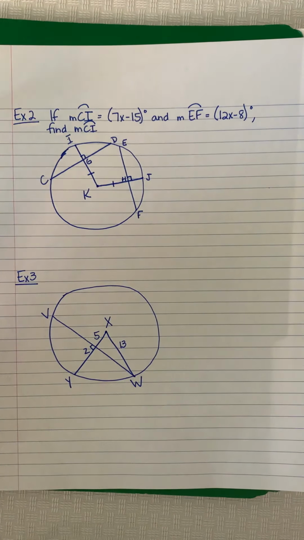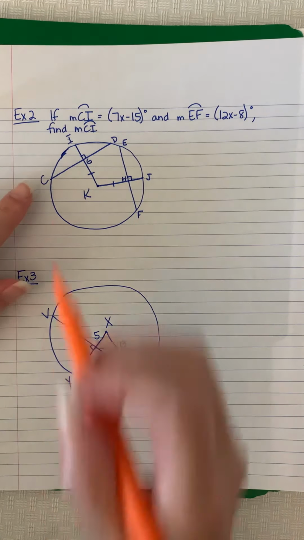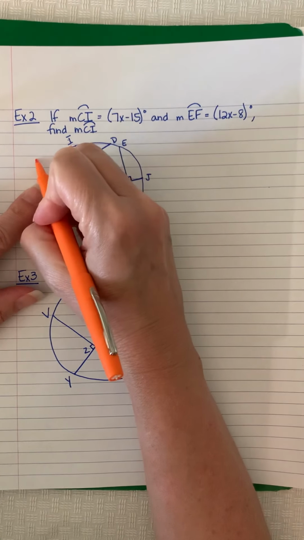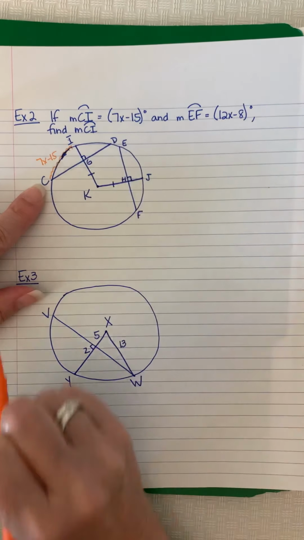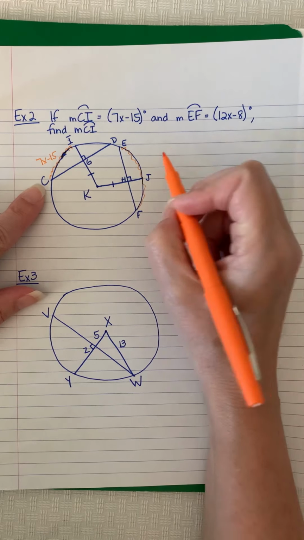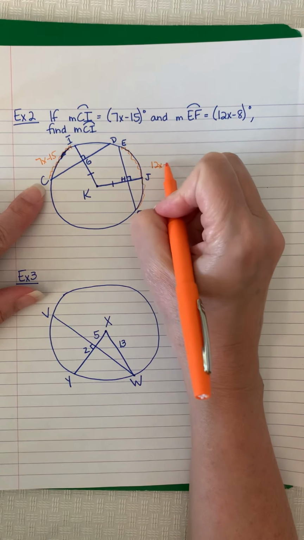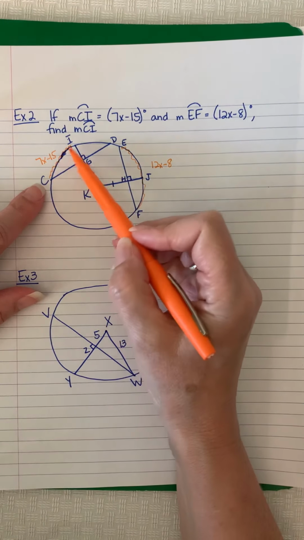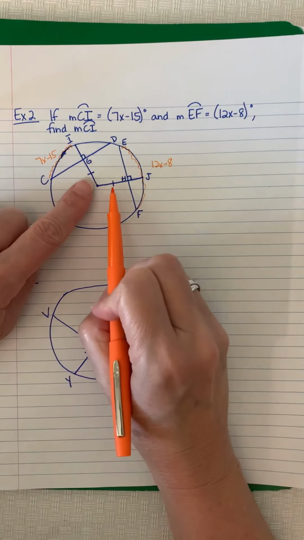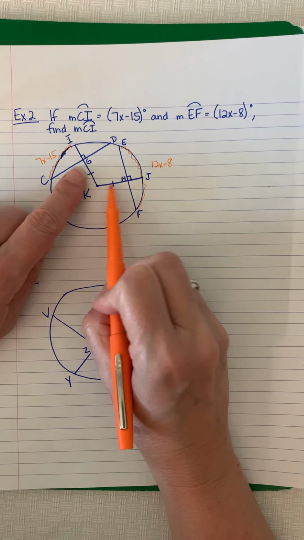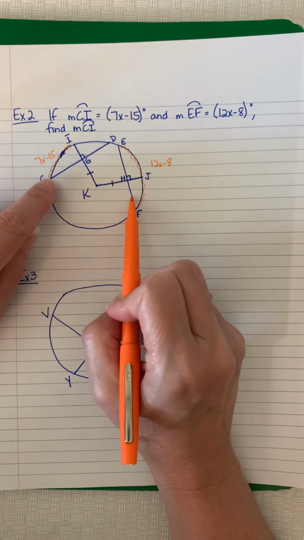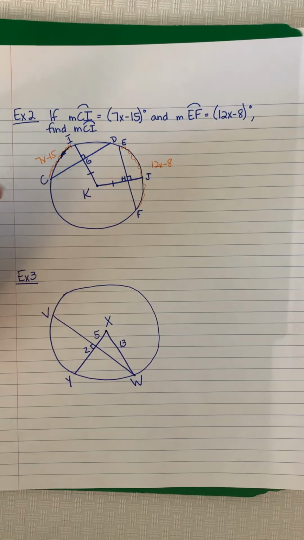Example 2 says if the measure of arc CI, so this part right here, is 7x minus 15, the measure of arc EF, this whole thing, is 12x minus 8. We want to find the measure of arc CI. Well, if we look at this, we know that these two segments right here are congruent.